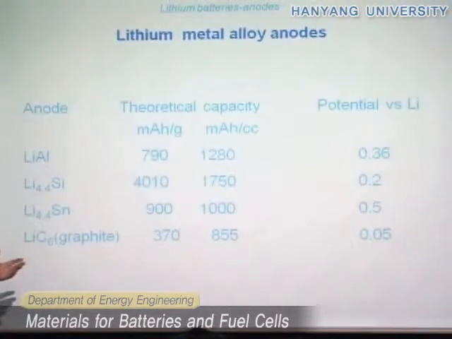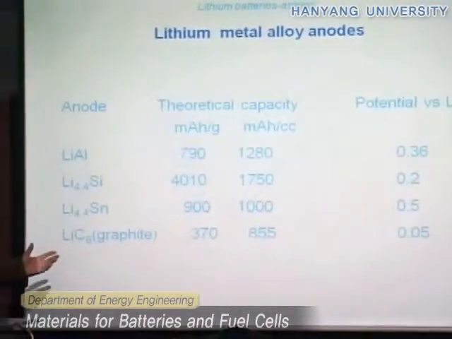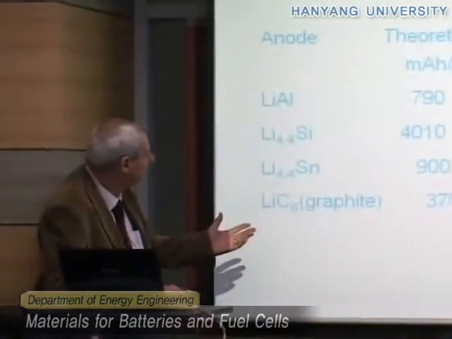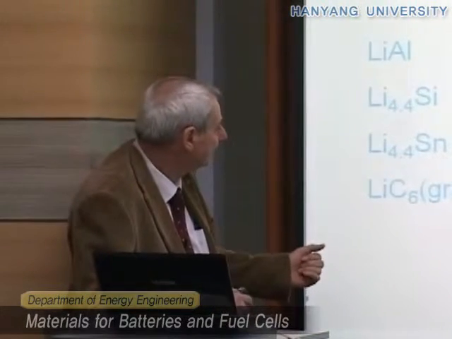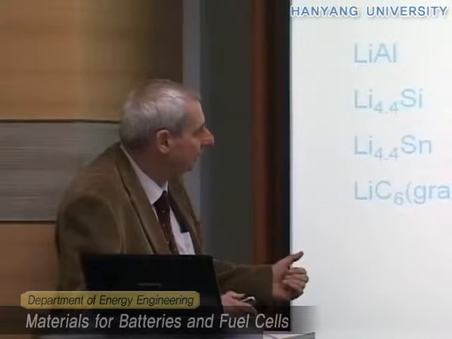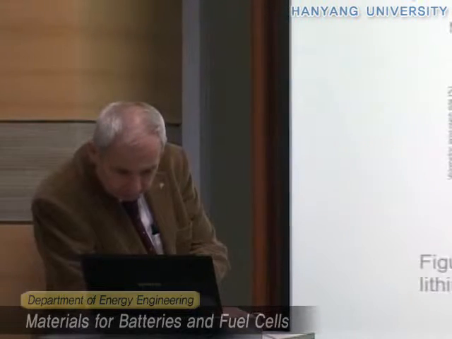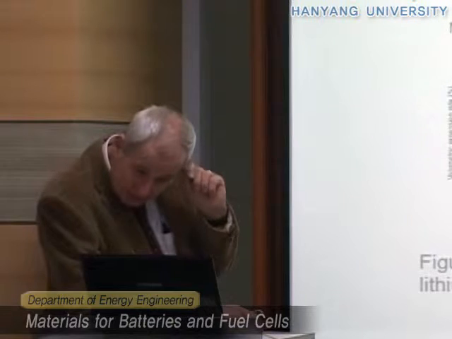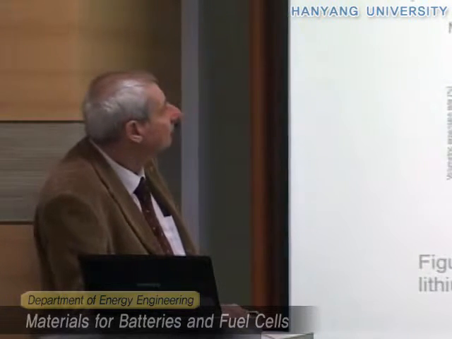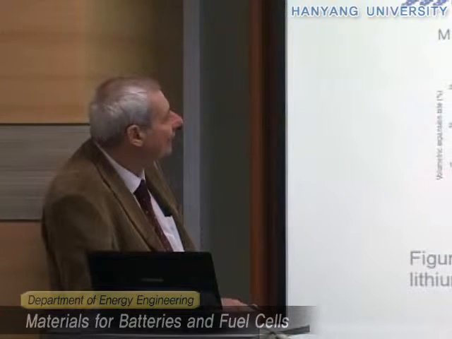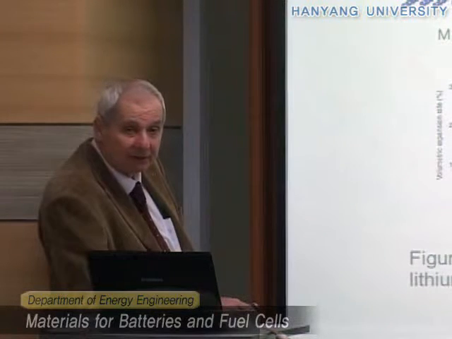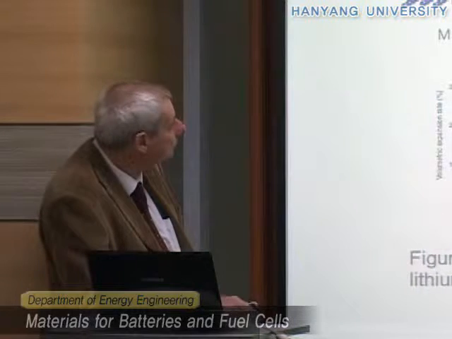So everybody now would like to replace graphite with silicon, because silicon is very abundant, doesn't cost too much, and the potential is very low. What will happen? What are the problems that so far have prevented this material from being practically used?